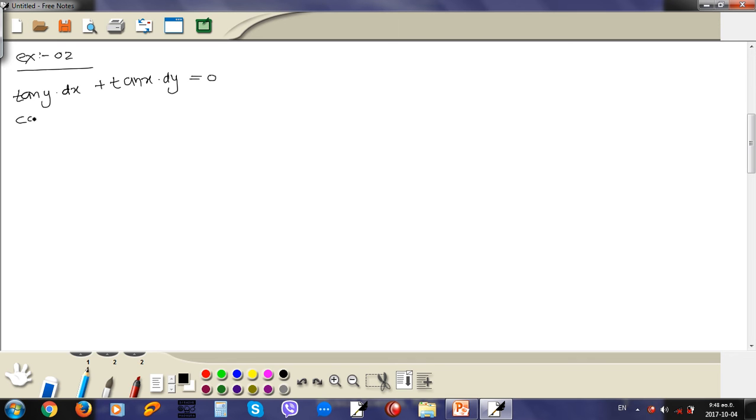So this is also in the general form, no? Comparing with M dx plus N dy equals 0, we can see M equals tan y and N equals tan x. So first, we are going to check whether the given equation is exact or not.